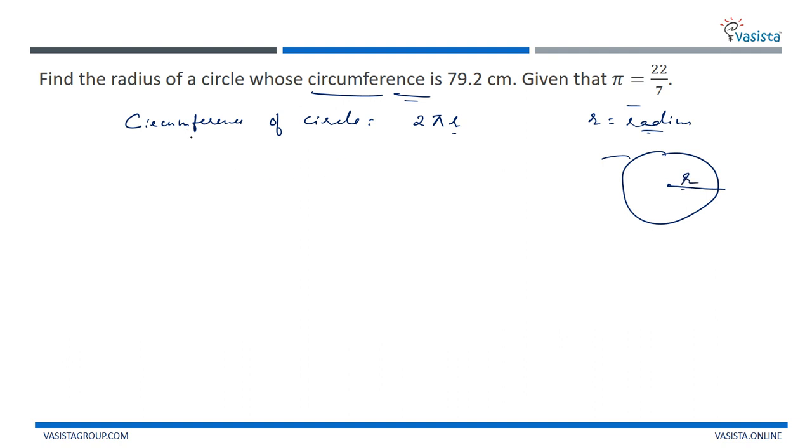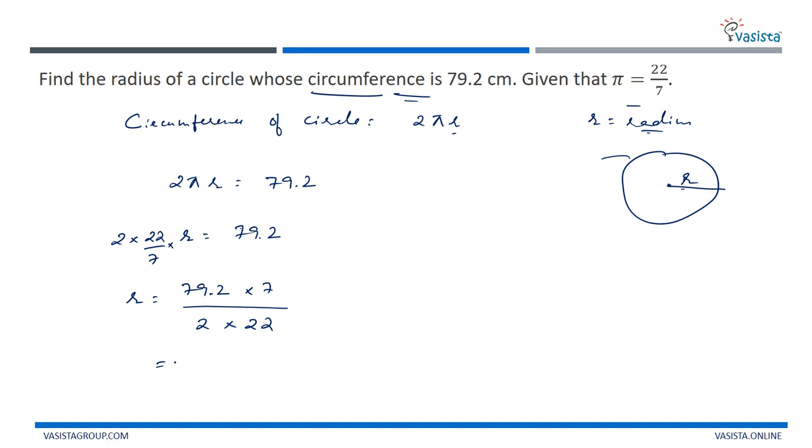Let us go with this. The circumference of the circle they have given is 79.2. So 2 pi r is equal to 79.2, right? r is equal to 79.2 divided by 2 into pi. Pi is nothing but 22 by 7. Now r is equal to 79.2 into 7, divided by 2 into 22. Now simplify it here.